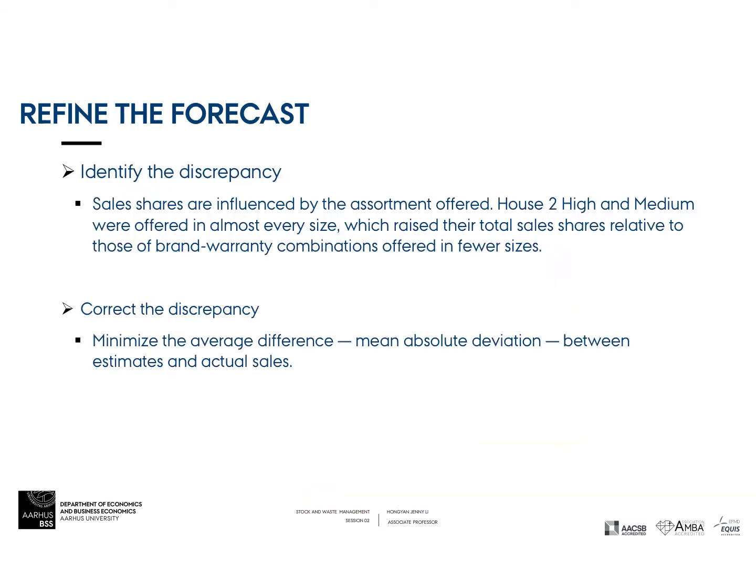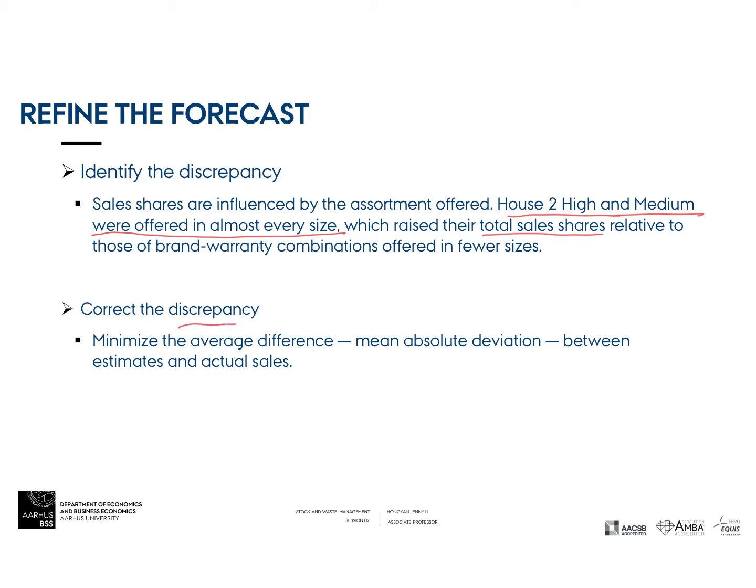First, we can identify the discrepancy in this estimate, so we can refine the forecast. The sales shares are influenced by the assortment offered. The house 2 high and medium were offered in almost every size. That's why we have a very high total sales for these 2 combinations. And we don't know if carrying others will change this result.